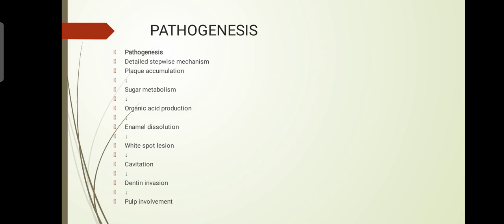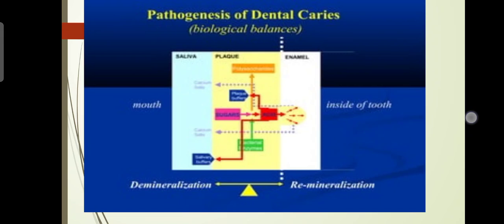So, what is the pathogenesis of caries? Detailed stepwise mechanism: plaque accumulation, sugar metabolism, organic acid production, enamel dissolution, white spot lesion, cavitation, dentine invasion, and then eventually pulp involvement. First of all, what happens is plaque accumulates.